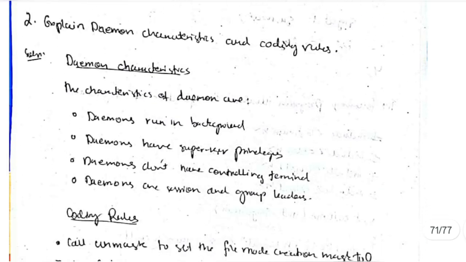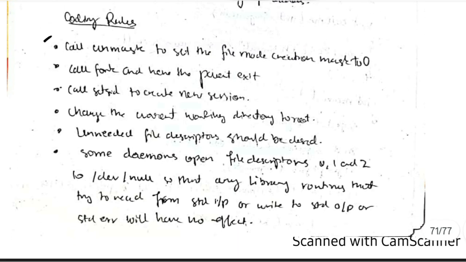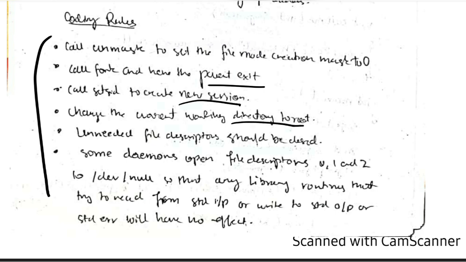Next one is explain the daemon characteristics and the coding rules. So the characteristics are very simple, you can go through it, and the coding rules also, like I'll tell you the brief overview. What happens is it exits the parent process, it sets up a new session, and it changes the current working directory to root, it performs what is the thing to be performed, and along with that it will delete the unneeded file descriptors. Okay, so that's what happens in the coding rules.